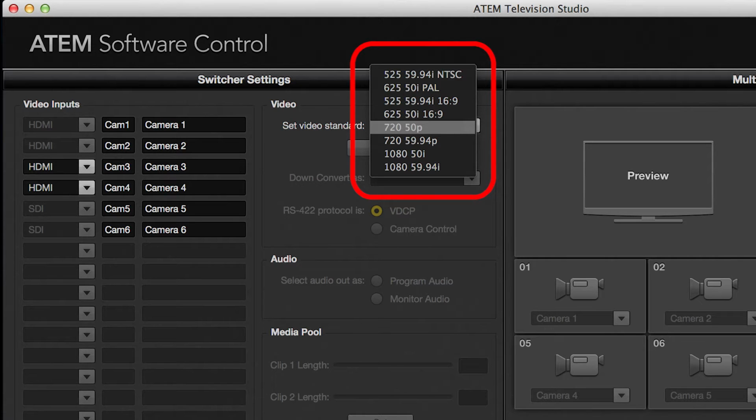As you can see here, the Blackmagic video switcher can take several video formats. So what are the differences between all of them? Well, there are three aspects. You have frame rates, that is how many frames per second, how many pictures in the video per second.